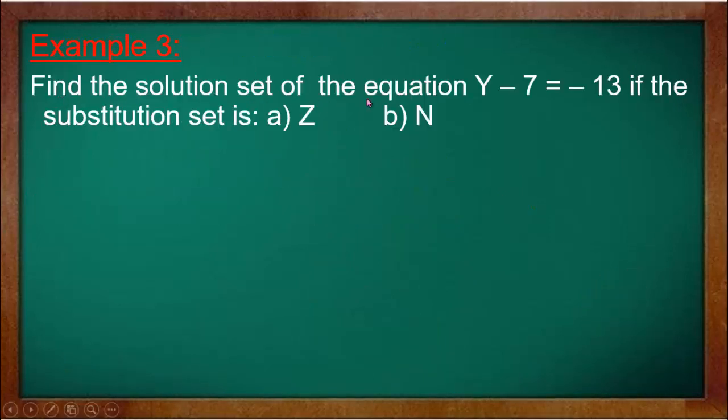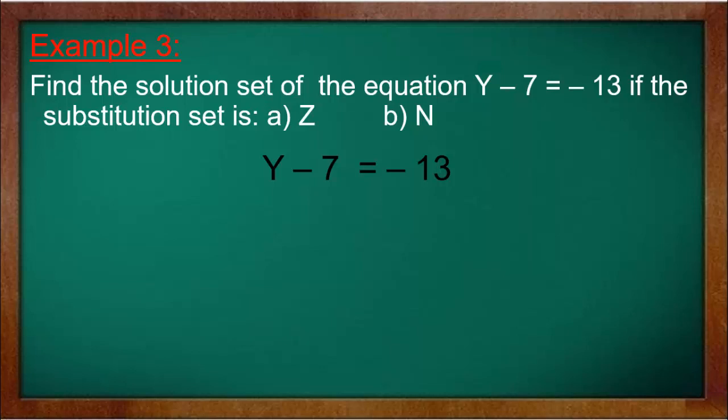Find the solution set of the equation y minus 7 equals negative 13, if the substitution set is Z in number A and N in number B. So I am going to solve normally and then find whether my solution belongs to Z in number A and whether it belongs to N in number B. Let's begin. y minus 7 equals negative 13.